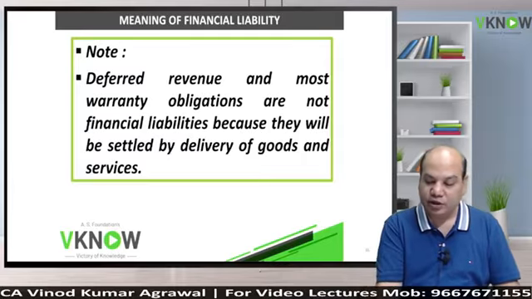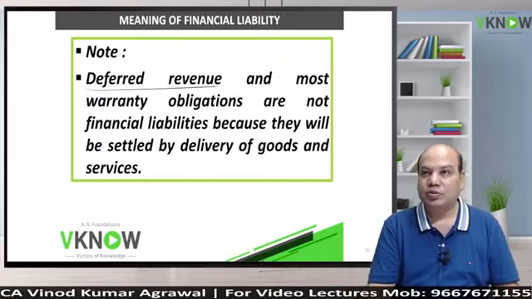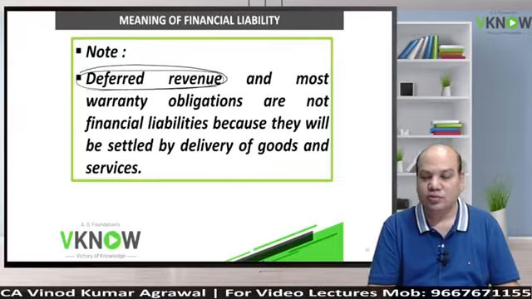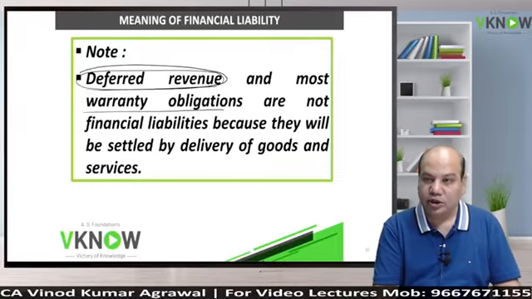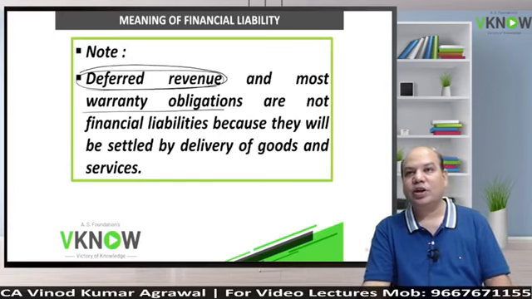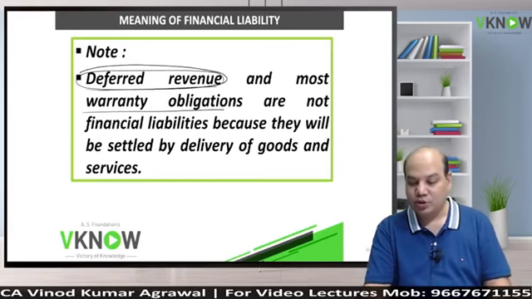What about deferred revenue? Deferred revenue means advance received from the customer. Will it be a financial liability? No, because the contractual obligation is to deliver goods. Advance received from customer, there is a contractual obligation to deliver goods. Warranty obligation, there is a contractual obligation but not to pay cash or other financial asset, but to provide rectification, repair, damage of goods will be rectified. So that is your promise to the customer, not the promise to pay cash.